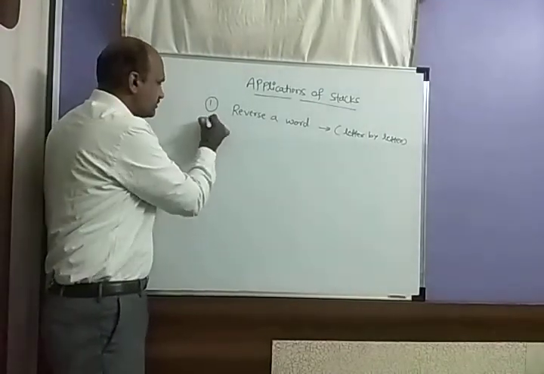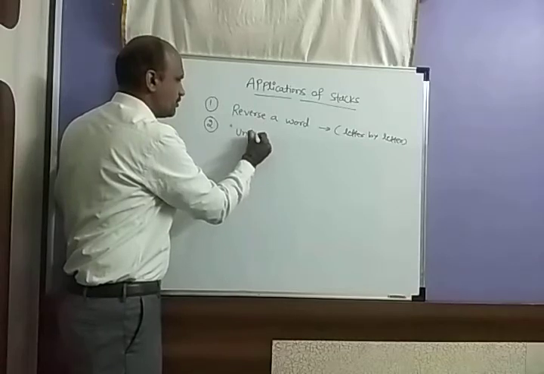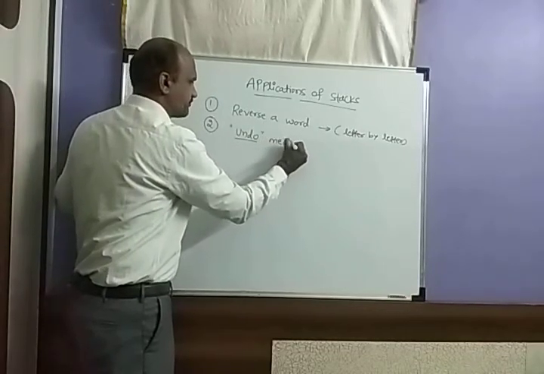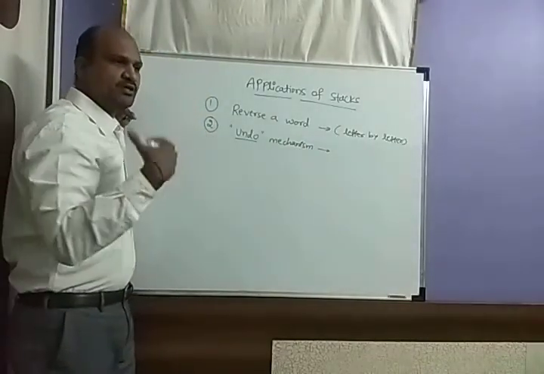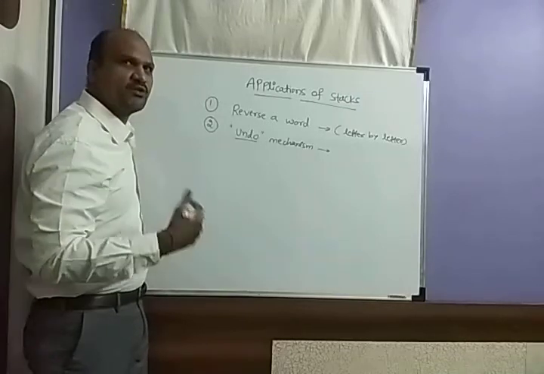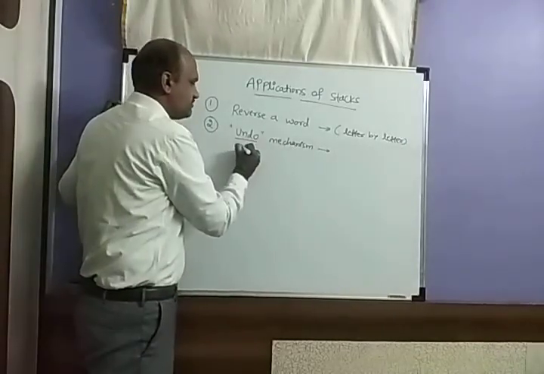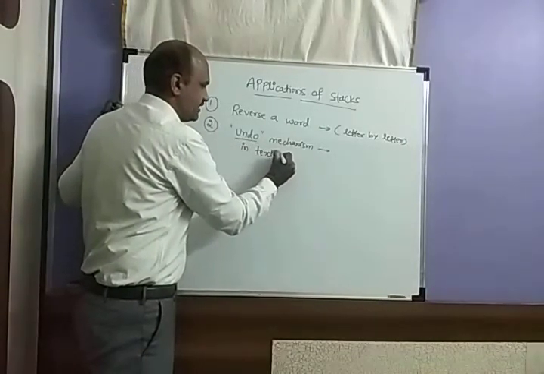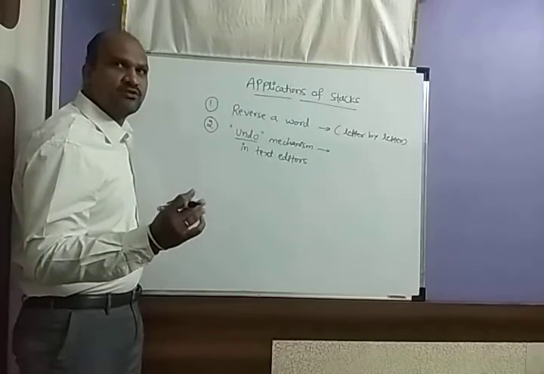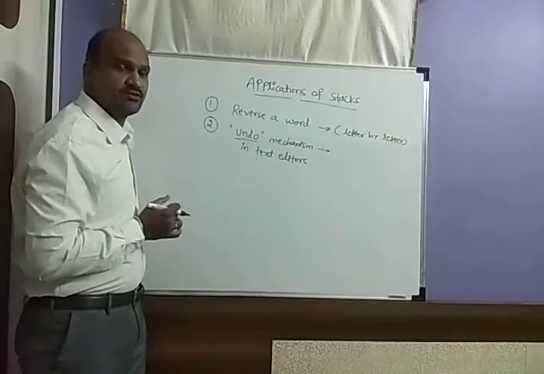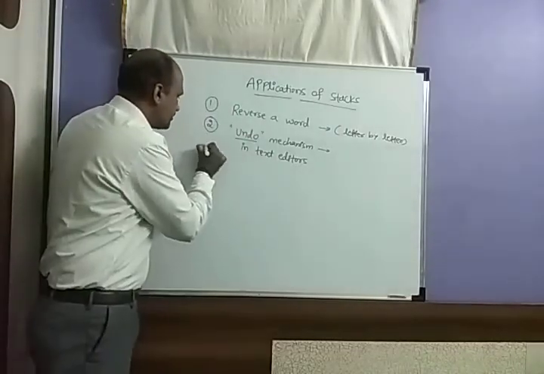Then the second application is called the undo mechanism. So what is the undo mechanism? If you want to reverse or make any changes, that is what you use in a text editor. That is the undo mechanism in text editors. All the text which is already present in the stack can be undone.